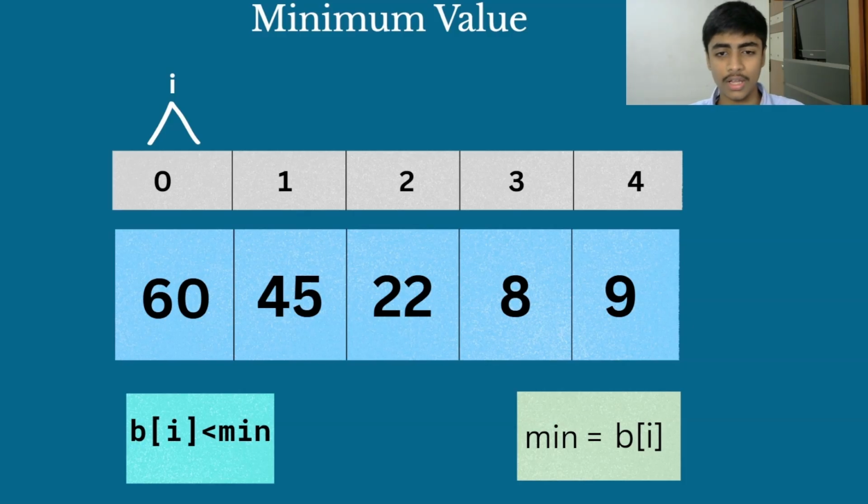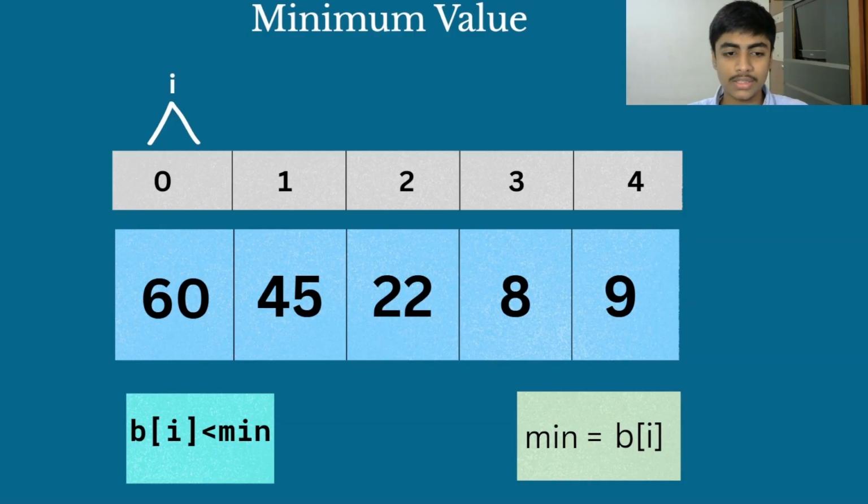So here I have an array which has 5 elements: 60, 45, 22, 8 and 9. I have the index numbers for those elements as well: 0, 1, 2, 3 and 4. I have an iterator i, which is basically going to help in the iteration of the array, and I have a condition down there. This is not a condition for the iteration of the array, it is just a separate condition. All it's saying is if b of i is lesser than min, then the minimum is going to be set to b of i.